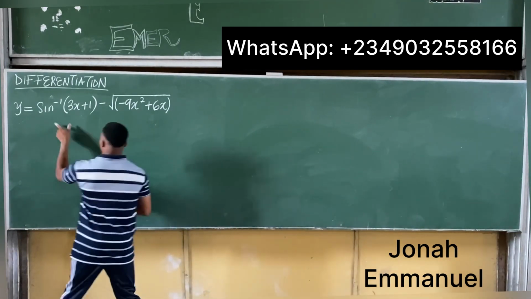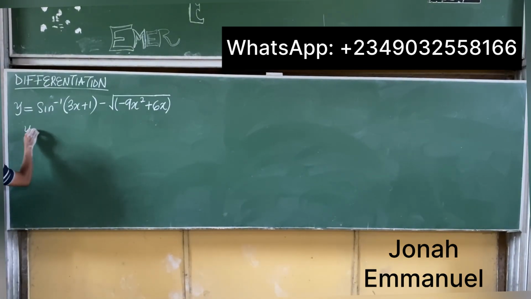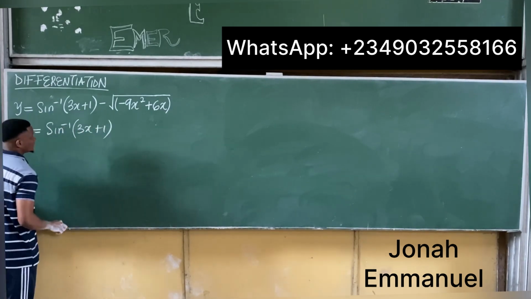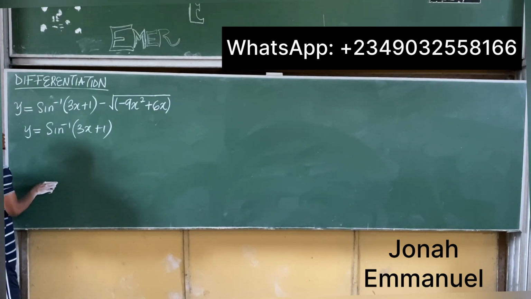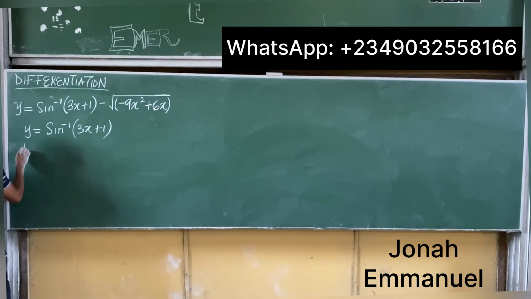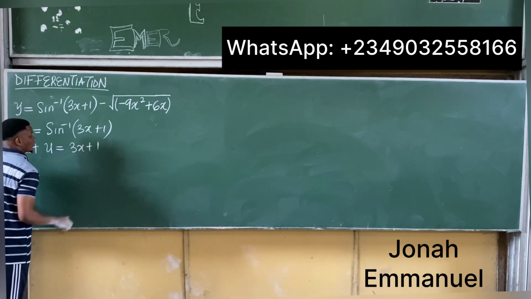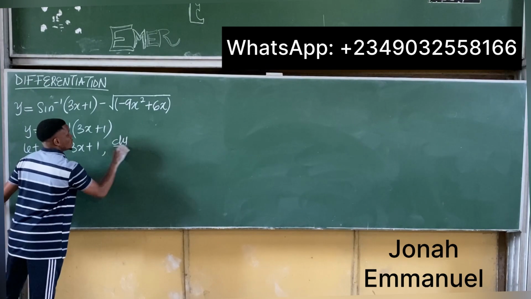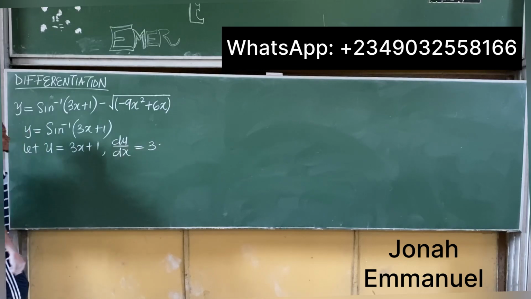So how do I solve this? First things first, I'll pick up this one here. Ignoring the other for now, let y be equal to sine inverse of 3x plus 1. I'm doing the inverse trig differentiation of sine inverse of this term here, 3x plus 1. So let u be equal to the term in brackets, that's 3x plus 1. If I differentiate u with respect to x, I will have that du over dx is equal to 3.